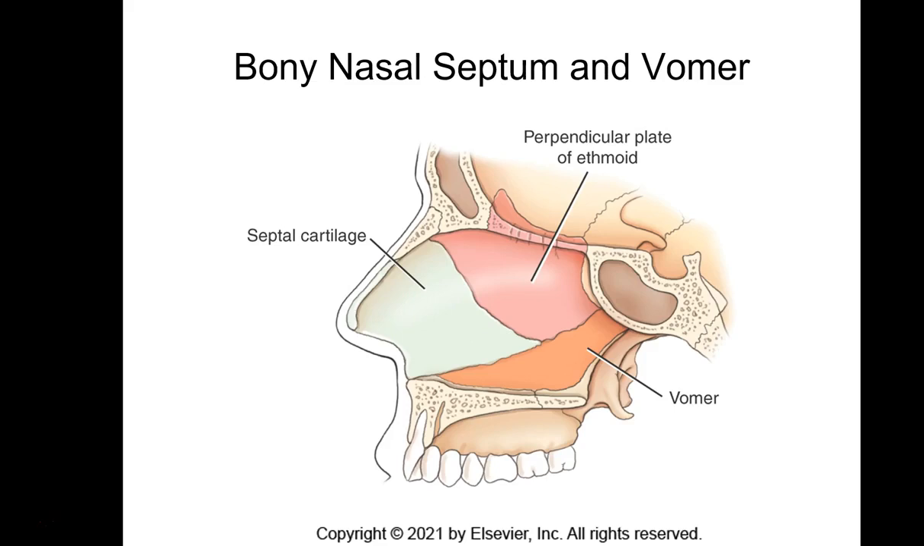The vomer articulates with two cranial bones, the sphenoid, and you can see that relationship right here because this is the sphenoid sinus. Here's your sella turcica. And then, of course, the ethmoid. The vomer also articulates with four facial bones, the right and left palatine bones, and the right and left maxilla. The vomer also articulates with the septal cartilage.